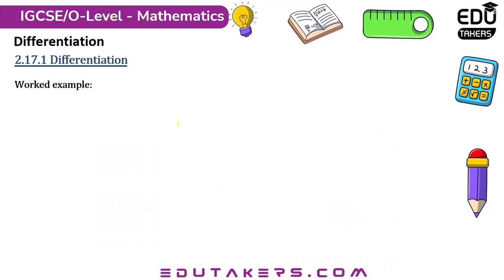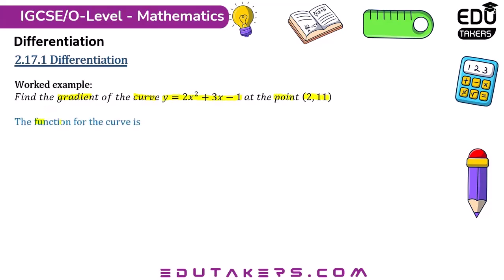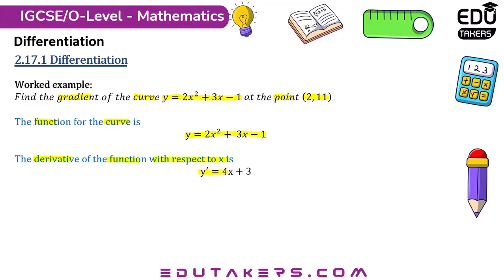Worked example. Find the gradient of the curve y equals 2x squared plus 3x minus 1 at the point (2, 11). The function for the curve is y equals 2x squared plus 3x minus 1. The derivative of the function with respect to x is y prime equals 4x plus 3.